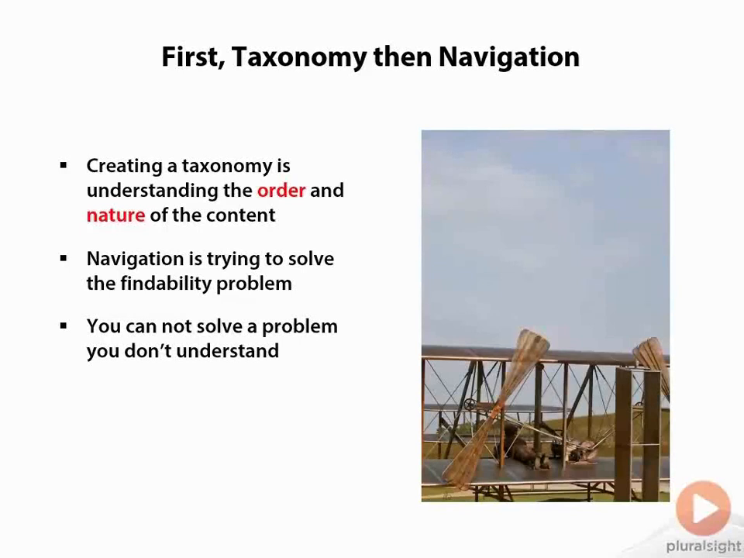First, taxonomy, then navigation. A lot of times when people start to do information architecture, they're very focused on the need to deal with the navigation. Well, we have to figure out how people are going to navigate. And my answer to them is that you need to focus on the taxonomy first. Think about the categorization you're going to do, the metadata, the fields, the values, all that stuff. That comes first. Because taxonomy is understanding the order and nature of the content. It is understanding it. And then navigation is just simply trying to solve the findability problem.